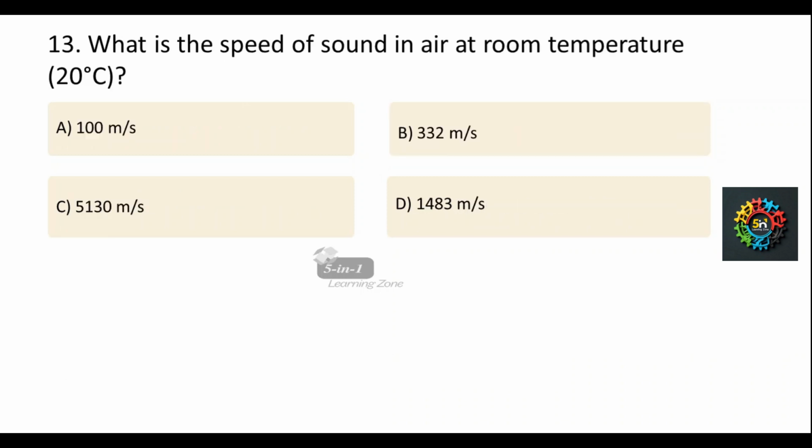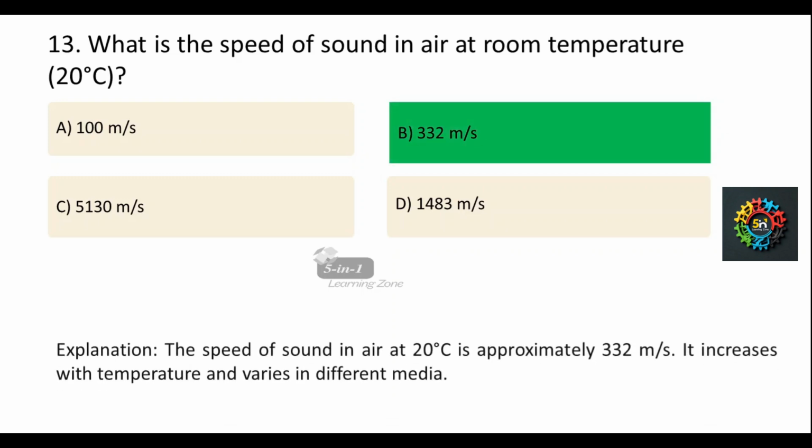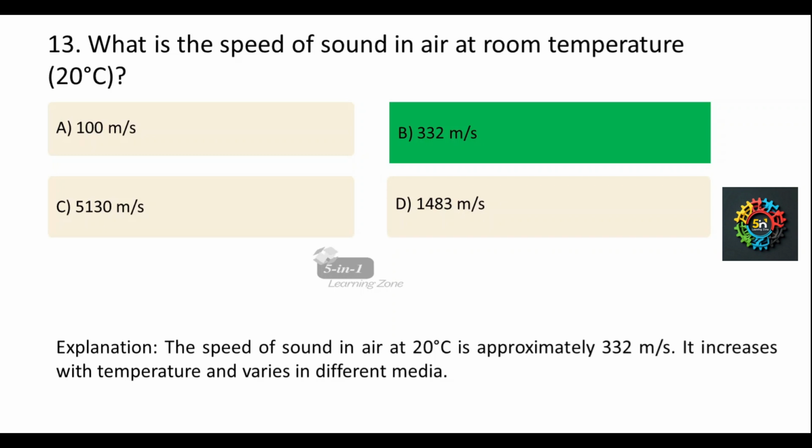13. What is the speed of sound in air at room temperature, 20 degrees Celsius? Answer. B. 332 meters per second. Explanation. The speed of sound in air at 20 degrees Celsius is approximately 332 meters per second. It increases with temperature and varies in different media.